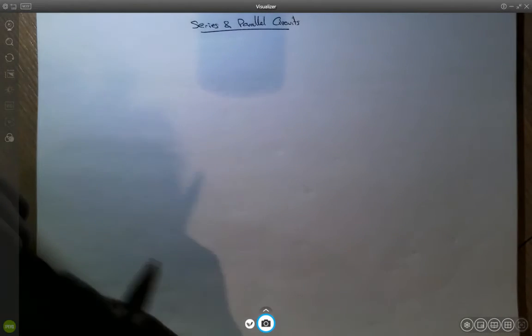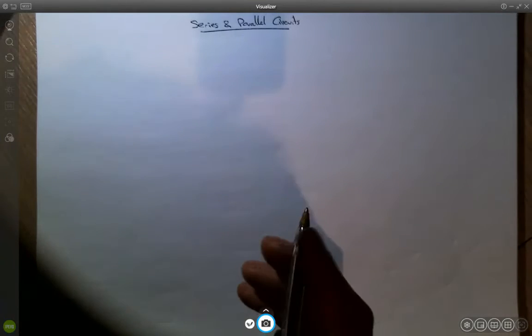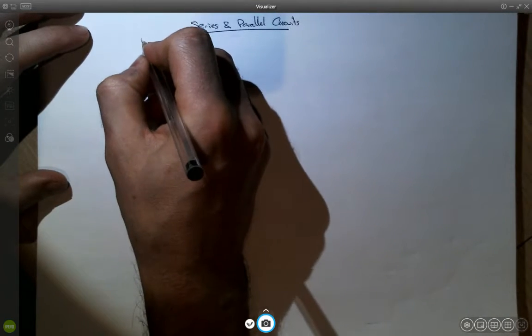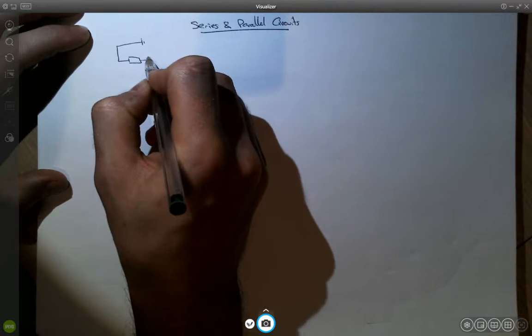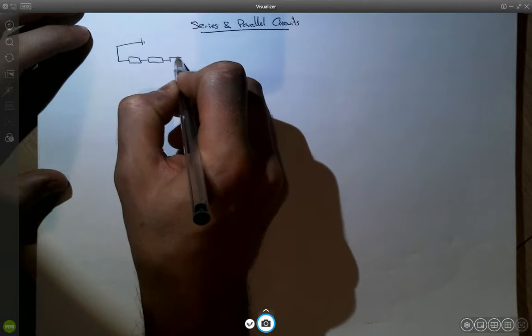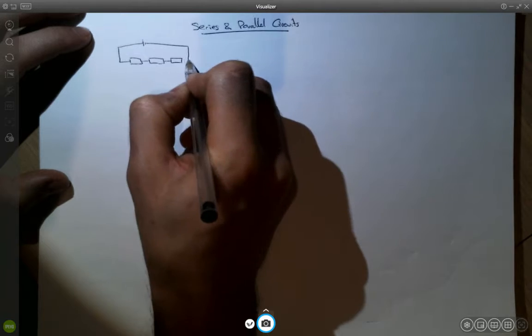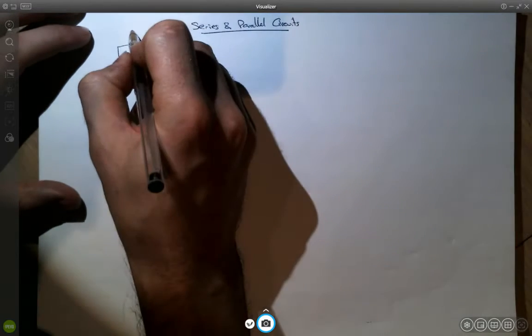In this video, we're going to look at series and parallel circuits for GCSE electricity. So the first thing is obviously to make it clear what we mean by series and parallel, something that I think as teachers we find extremely easy, but students actually often get a little bit confused about.